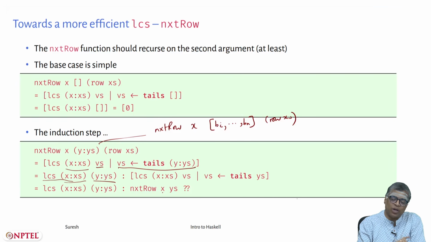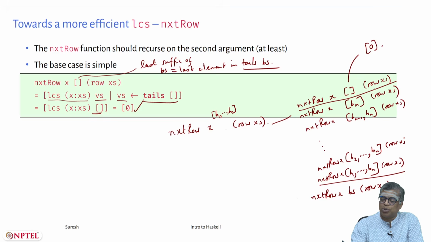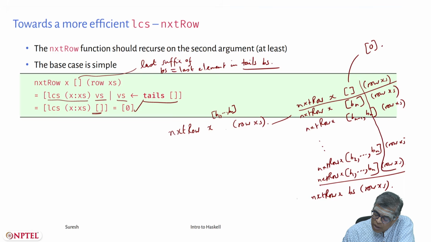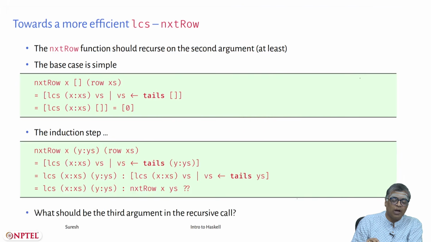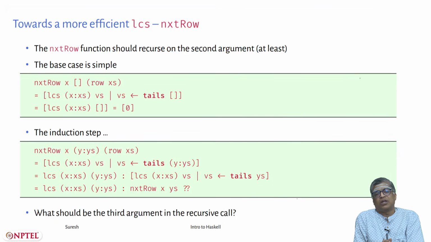Yeah, so here is where one has to make a decision. Is it the same row of x's or is it something else? In fact, I had kept on saying that you should use row of x's, but that's not clear. And in fact, it won't be row of x's. It will be different, as we will see in a minute. Right. So what should be the third argument in the recursive call?